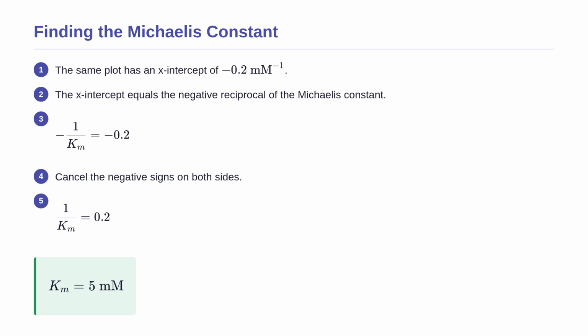We set negative 1 divided by Km equal to negative 0.2. The negative signs on both sides immediately cancel each other out, leaving us with 1 divided by Km equals 0.2. By taking the reciprocal, we divide 1 by 0.2, giving us a Michaelis constant of 5 millimolars. This tells us that a substrate concentration of 5 millimolars is required to reach half of the enzyme's maximum speed.